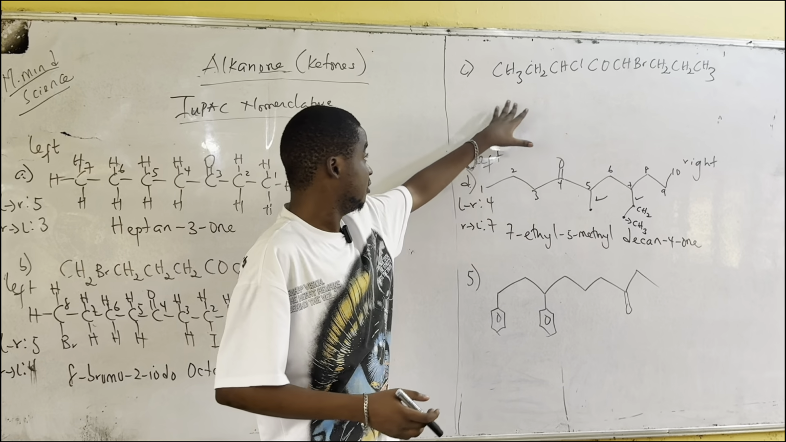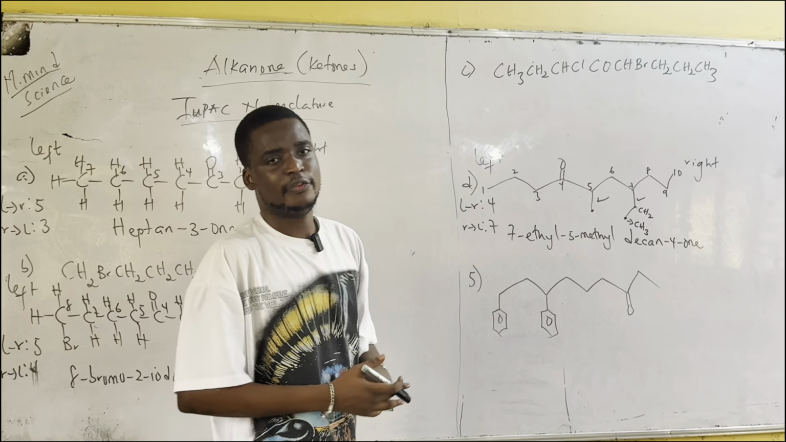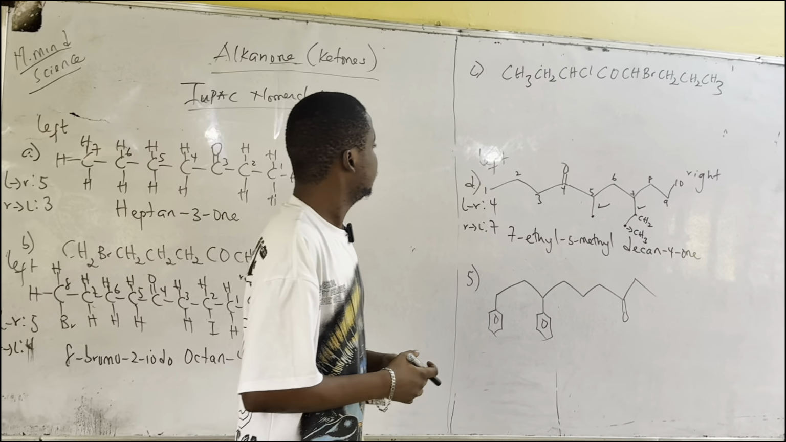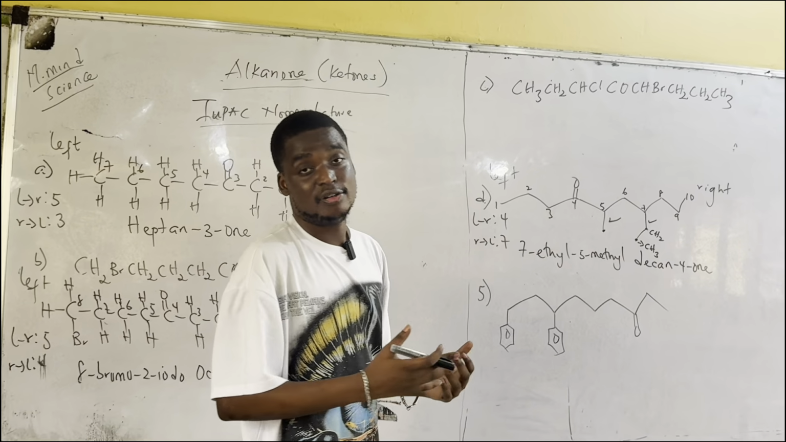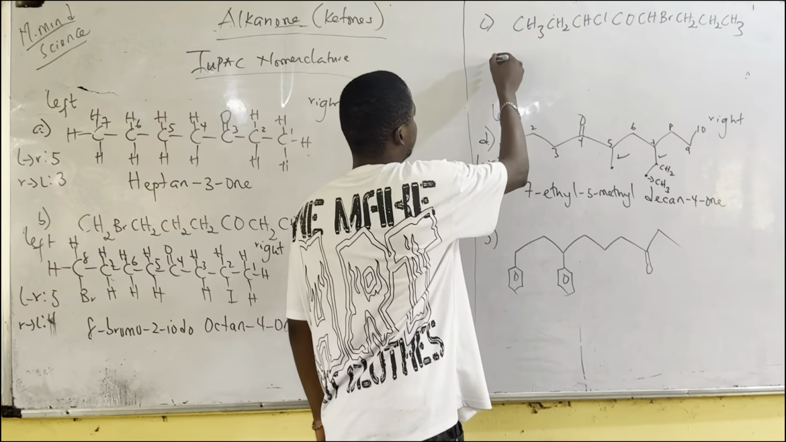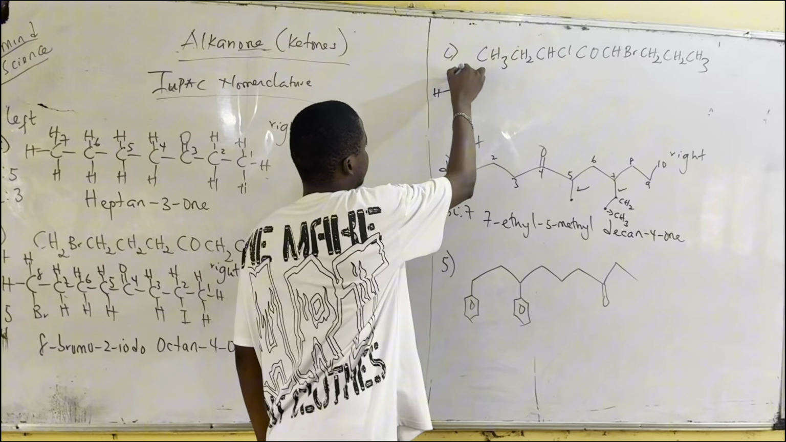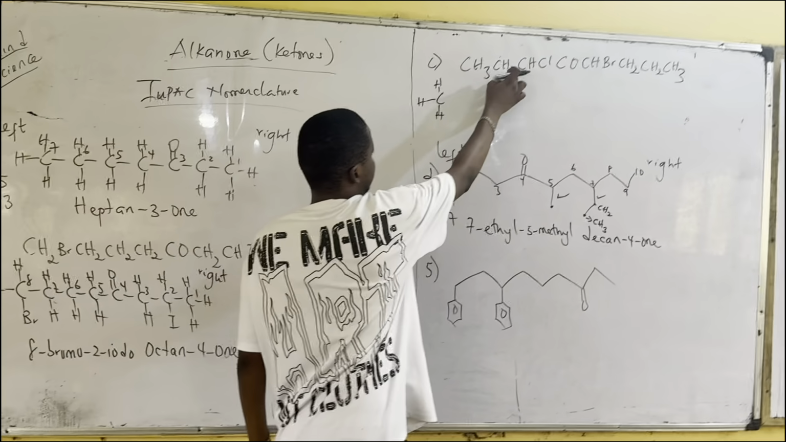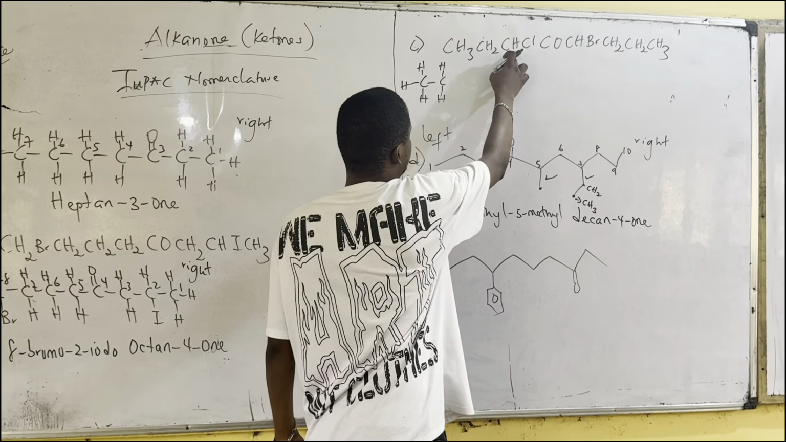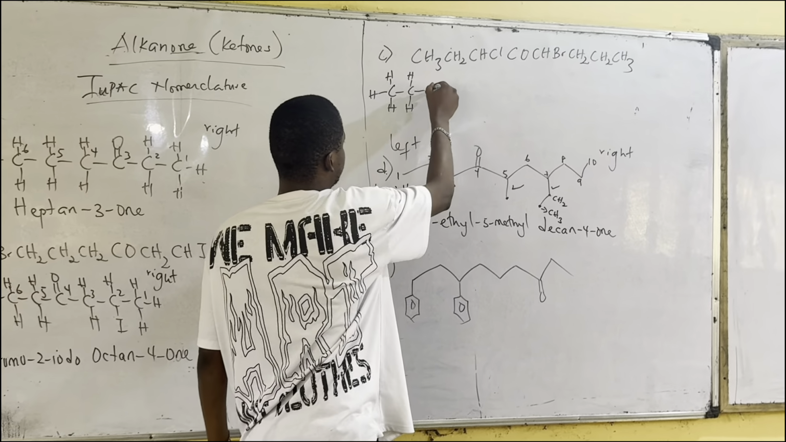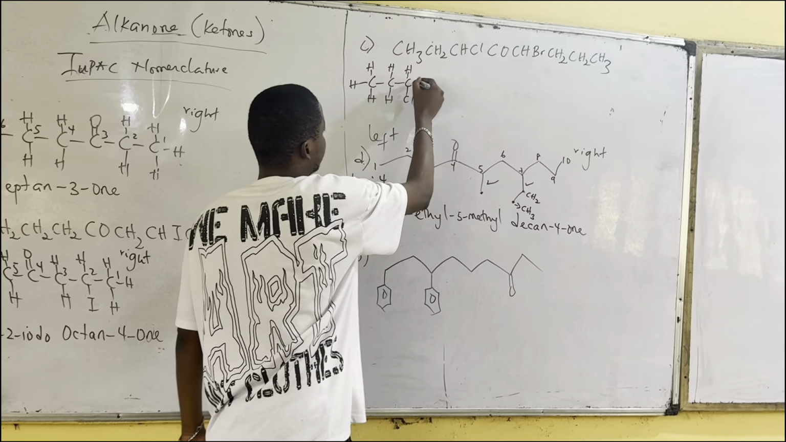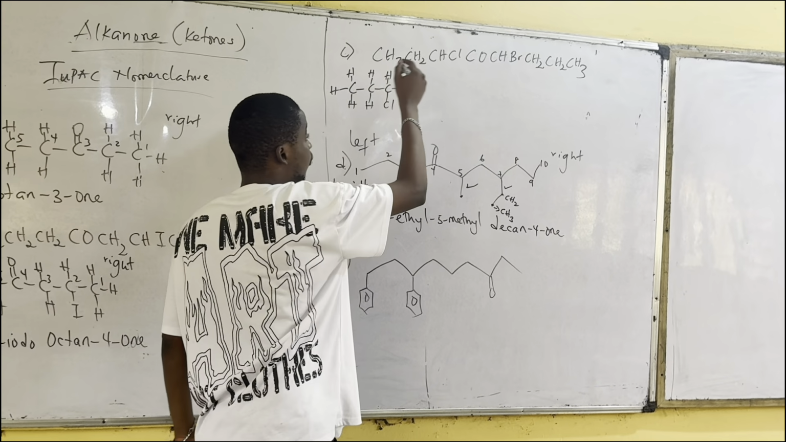Now, moving on, let me come to this. Let's see if you got the answer. A condensed form: as usual, like I always say, draw it out. So first group CH3. Second group CH2. Third group CHCl. The next group CO, which is written like this, C double bond O.